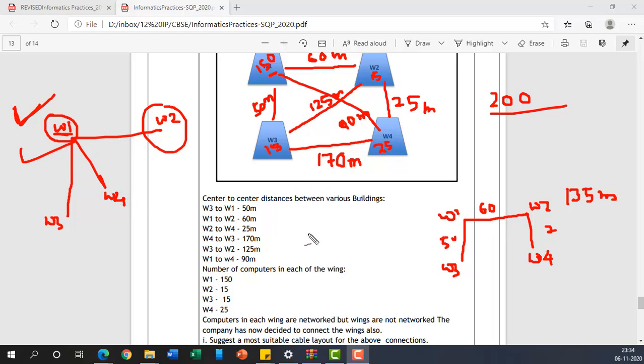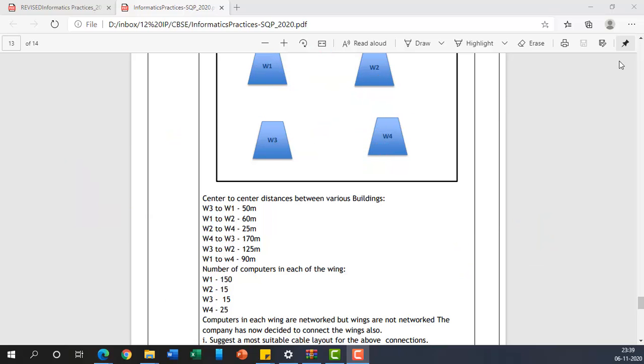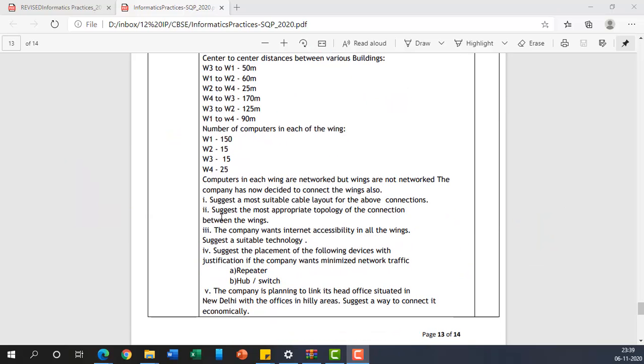If you choose to draw a star topology, this is the correct answer for this question. Okay, so now let us move to our next question.